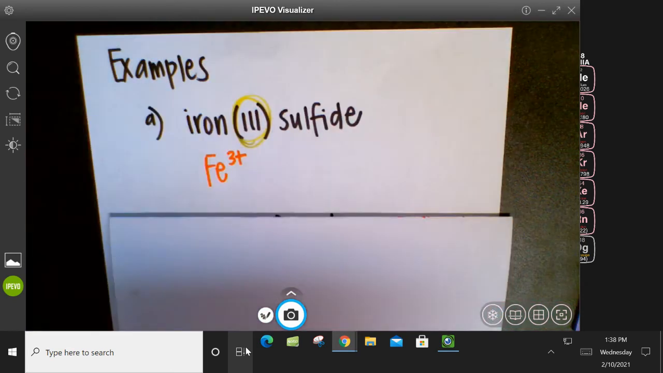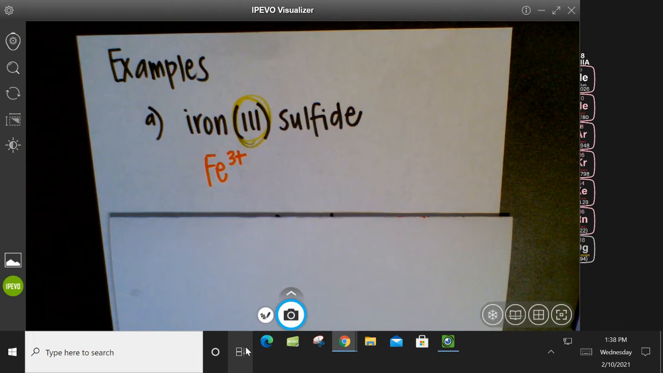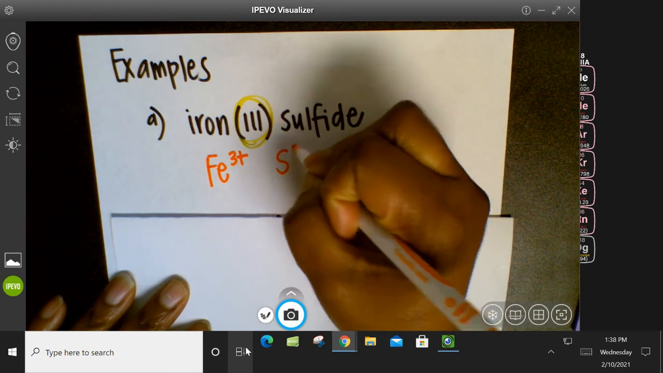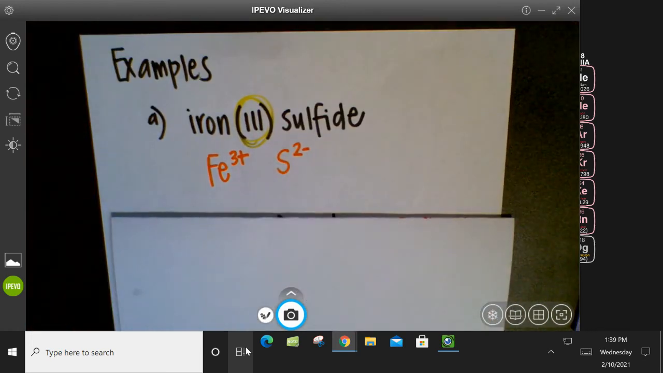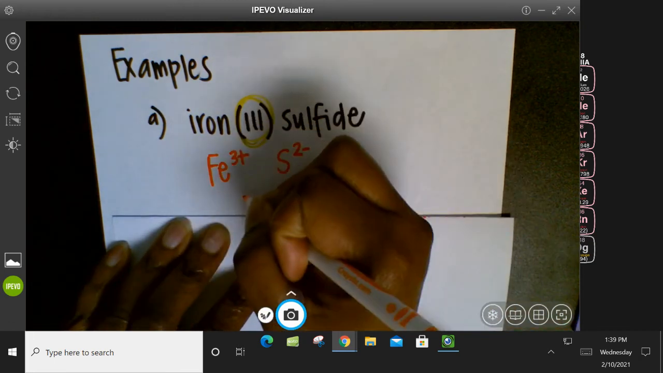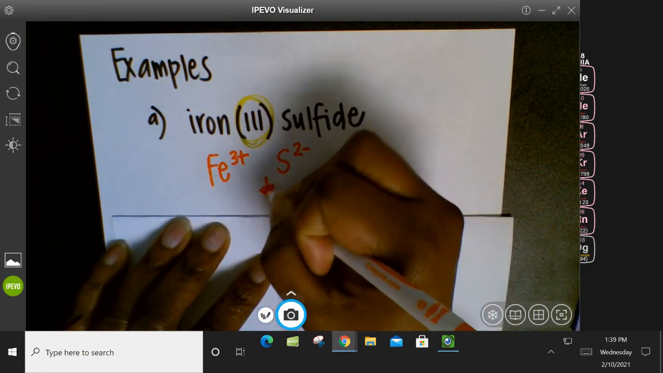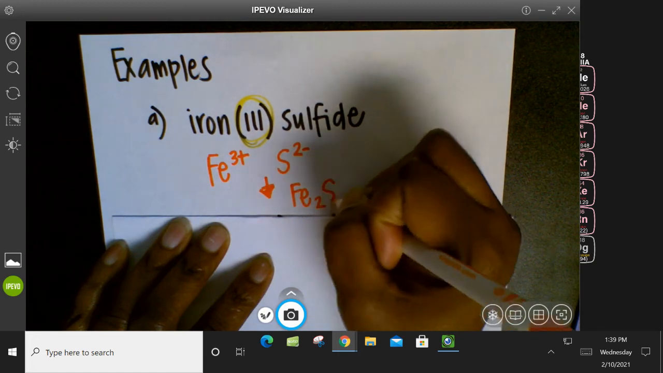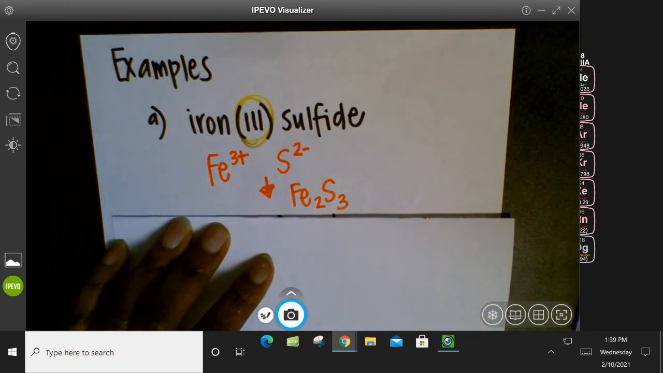All right. The second part, look at the bottom part of your pink sheet. You find sulfide is S2 negative. Okay. From there, we just do the crisscross method to write our formula. And so using the crisscross method to write the formula, what will you come up with? Using the crisscross method, your formula will be Fe2S3.